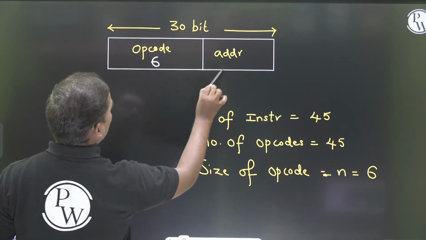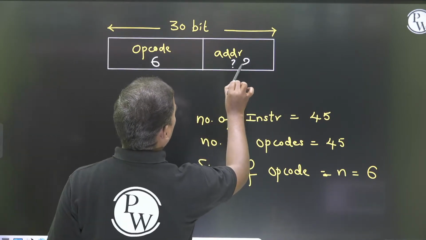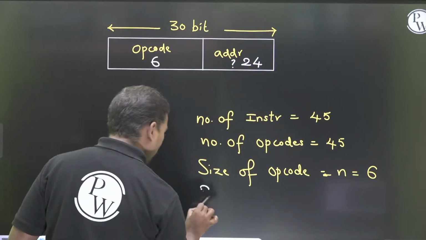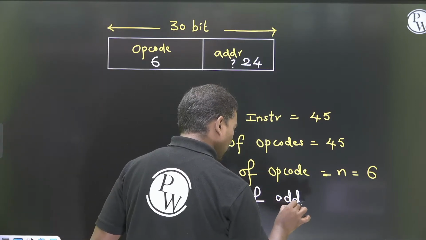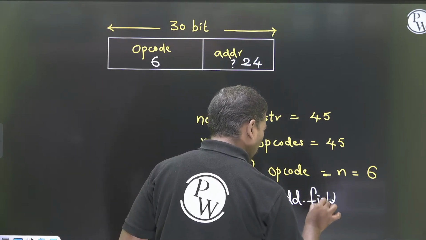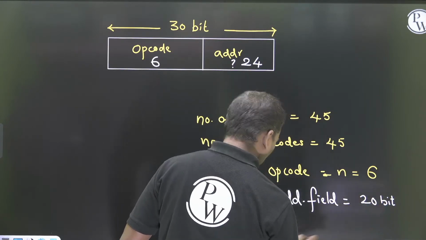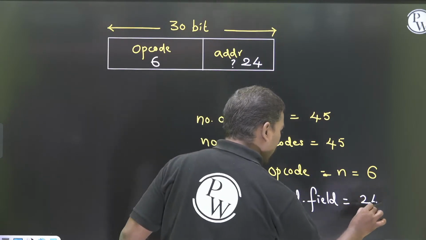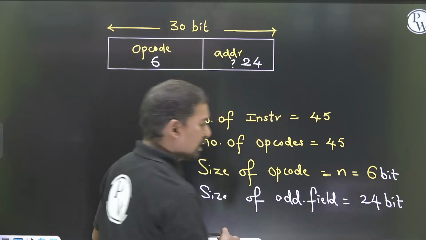When the opcode size is 6, what is the address field size? It is 24. Am I right or not? That means the size of the address field is how many bits? 20 bits. Sorry, 24 bits. All of you understanding, my dear? 24 bits, so together this is a 30 bit instruction.